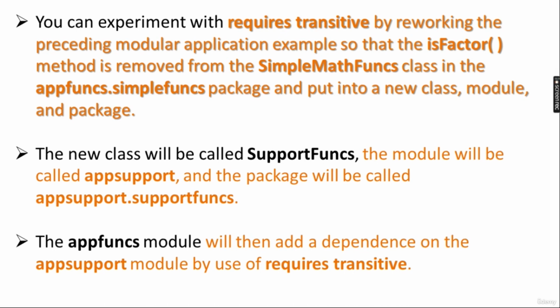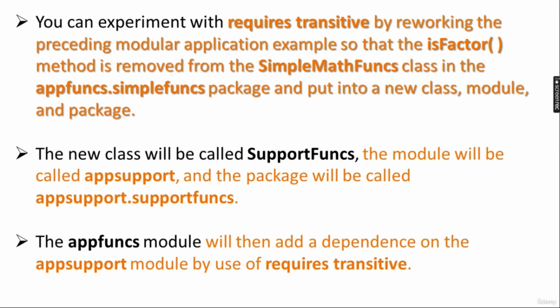Each factor method is removed from the simple mathematical function class in the app functions dot simple function package and put into a new class, module and package. The new class will be called support functions, the module will be called app support, and the package will be called app support dot support functions. So what will be the hierarchy? The app support module, then the support functions package.